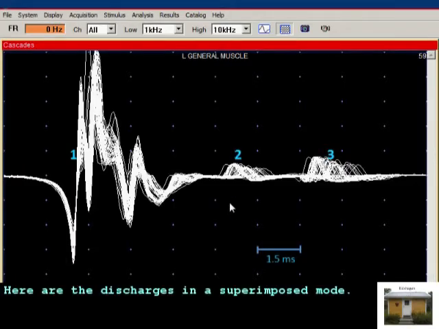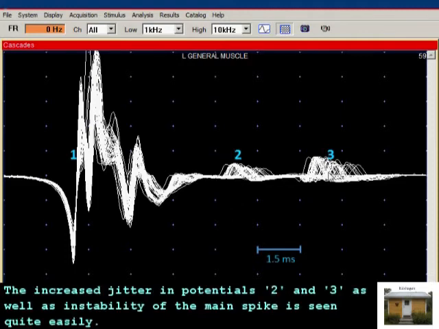Here are the discharges in the superimposed mode. The increased jitter in potentials 2 and 3, as well as instability of the main spike, is seen quite easily.